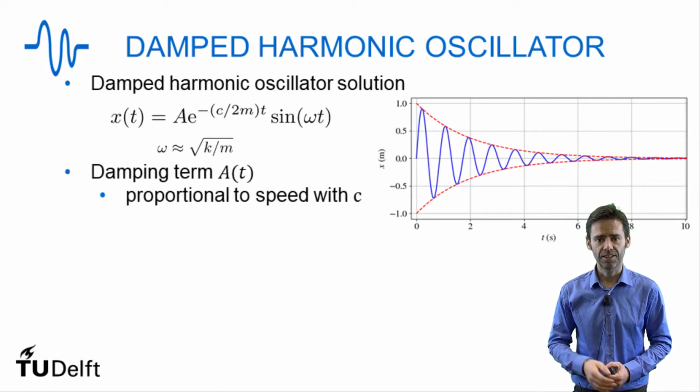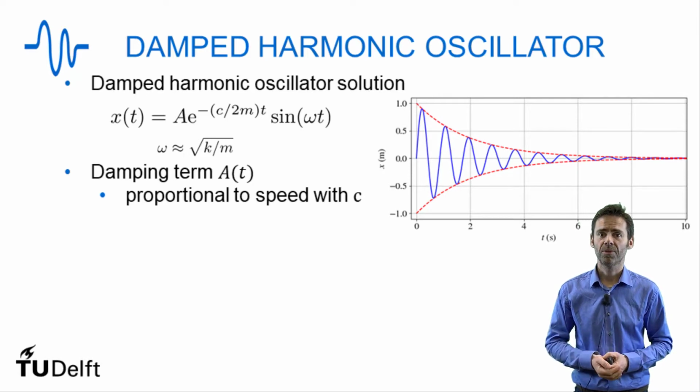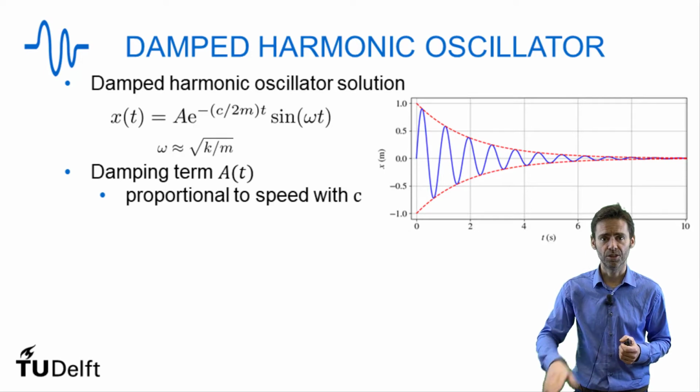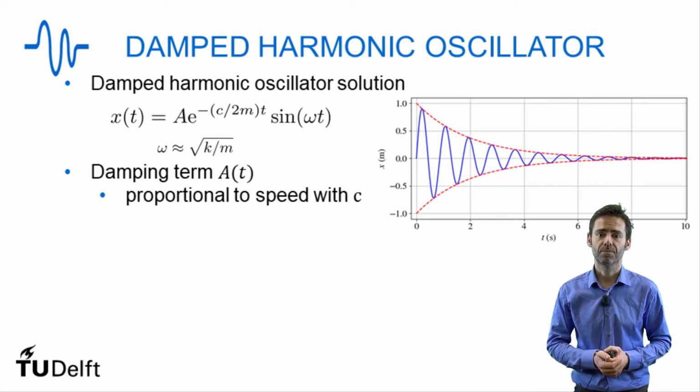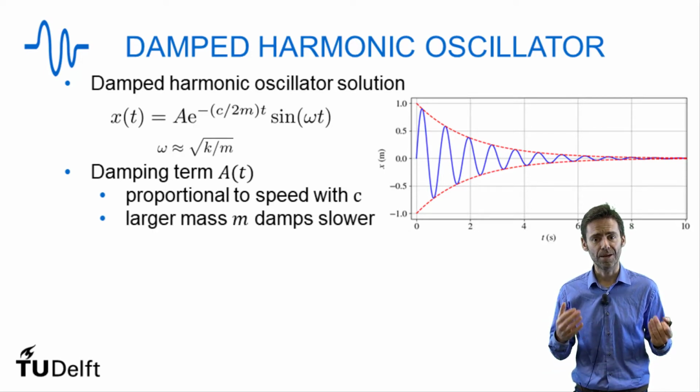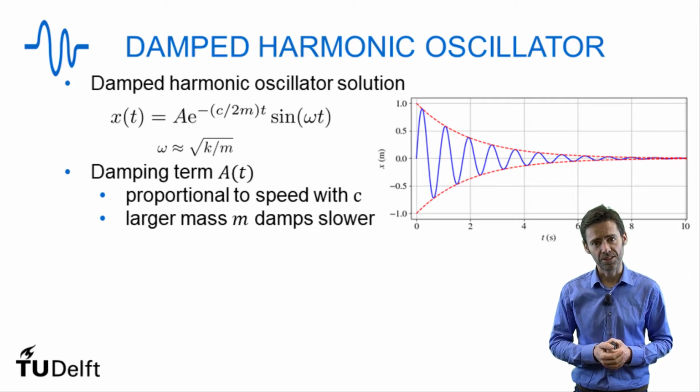So we see that in this exponent there is a constant c and there's a constant m. Now, c is the proportionality of the damping with speed. That means if c is large, then the damping is large and the oscillation goes rapidly to zero. Now, if the mass m is large, then m is in the denominator. That means that the damping goes slower and that it takes longer for the oscillation to die out.